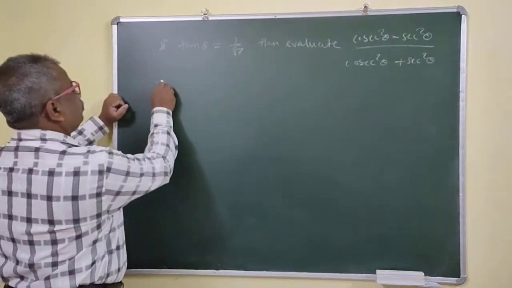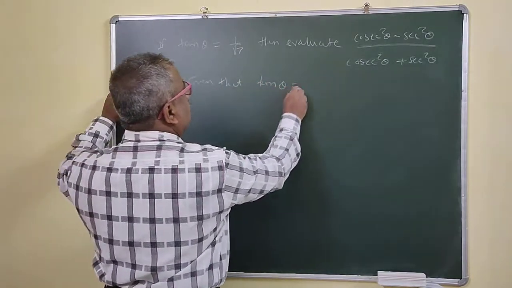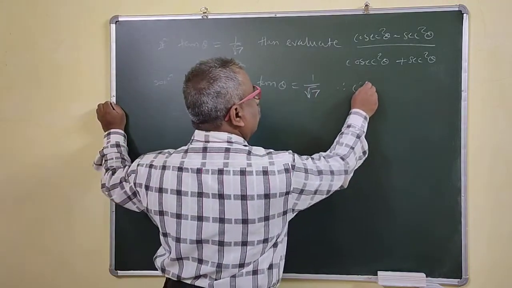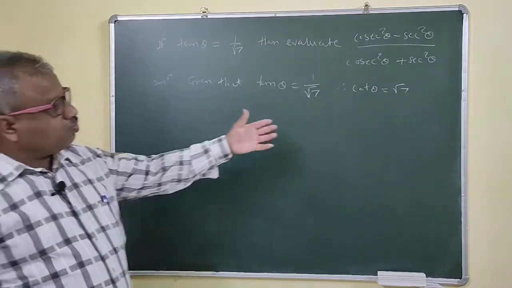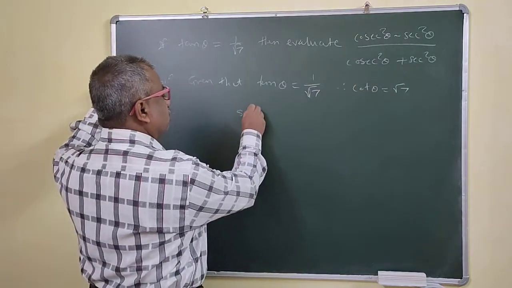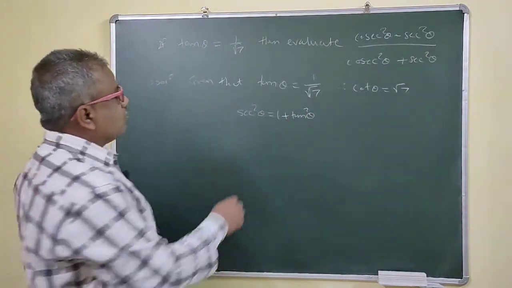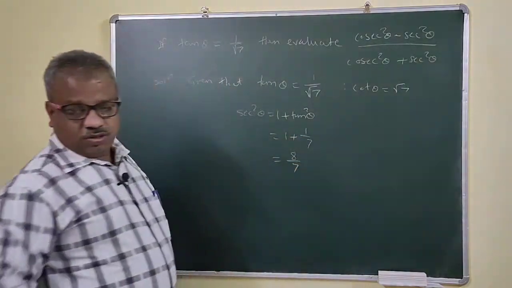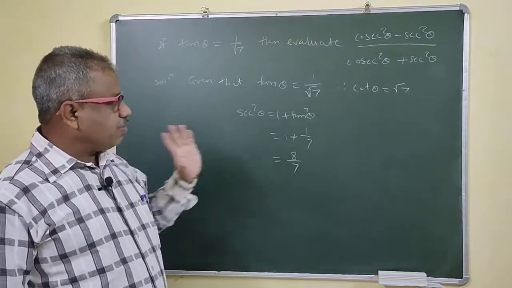Okay, solution. Given that tan theta is equal to 1 by root 7, so therefore cot theta is equal to root 7. So you have these two values, and with the help of these two values you can obtain cosec square theta and sec square theta. So sec square theta is equal to 1 plus tan square theta. This is 1 plus 1 upon 7, so 8 by 7. No need to take the root of that because you want the direct value of sec square theta.